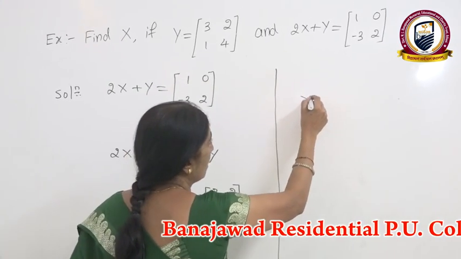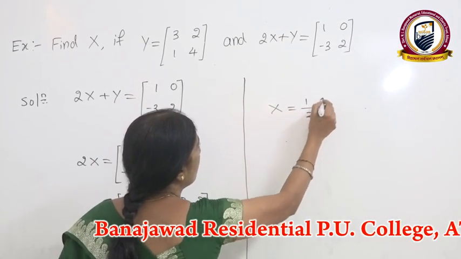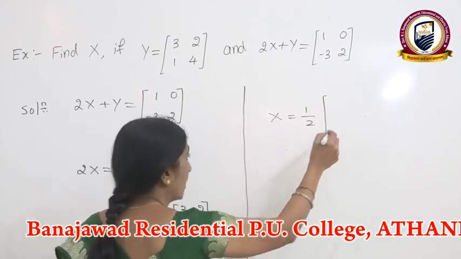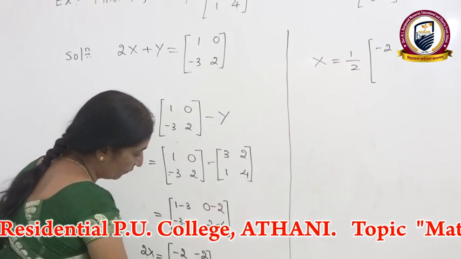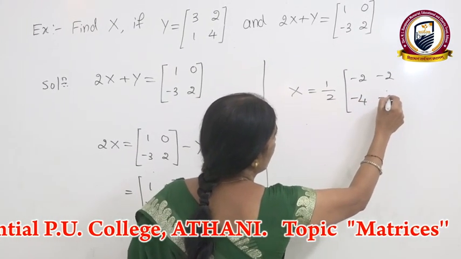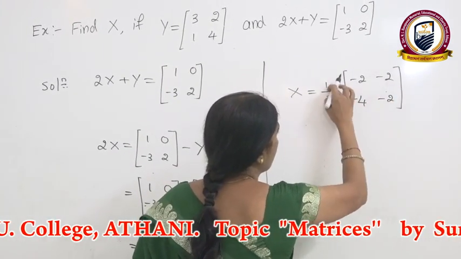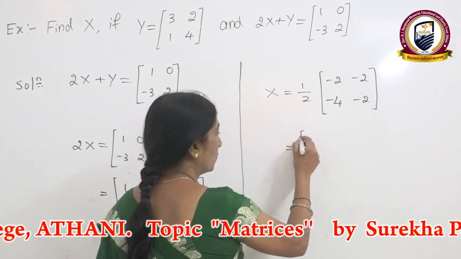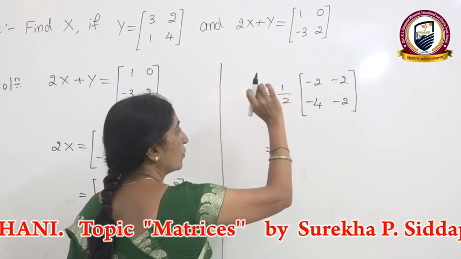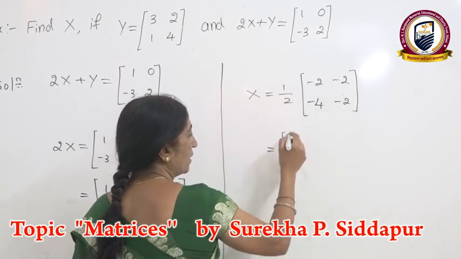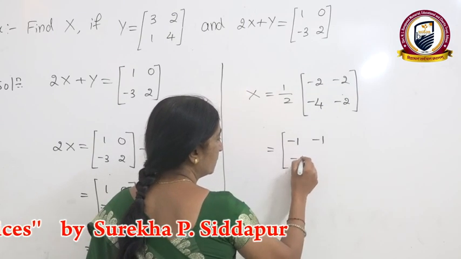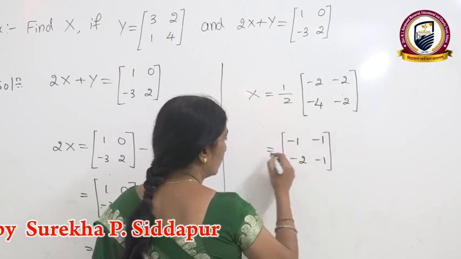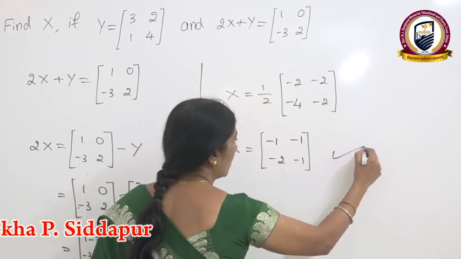Taking 2 to that side, it becomes 1 by 2. Write this as it is: minus 2, minus 2, minus 4, minus 2. Then each element is multiplied with 1 by 2. If cancellation, go for the cancellation. 1 by 2 into minus 2 is minus 1. Like that, write the remaining. So this is the x matrix, the x value.